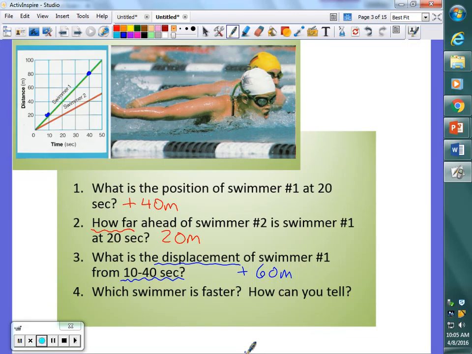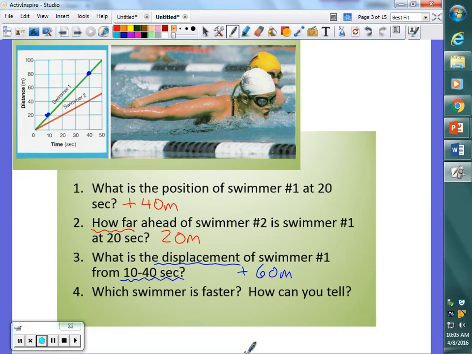Which swimmer is faster? Swimmer number 1 is faster. How can you tell that from this graph? Well, okay. Two things, we can go about it two ways, right? Go ahead. Has a greater velocity? How can you tell that it has a greater velocity? It's steeper. Okay, so yesterday, while you guys were making your graphs, we learned what property of that graph tells you about the velocity. The slope. So swimmer number 1 has a greater slope, right?